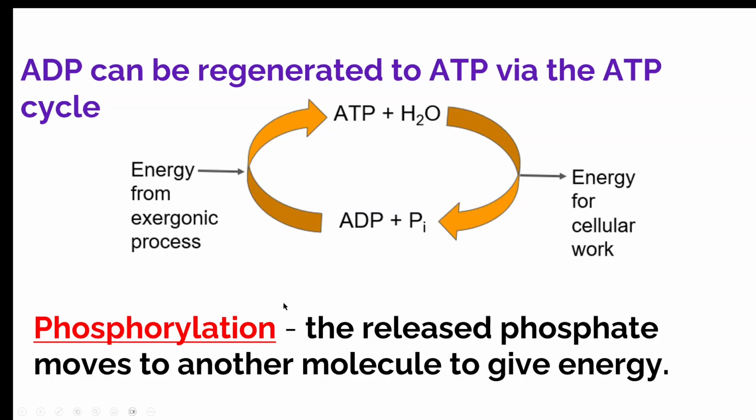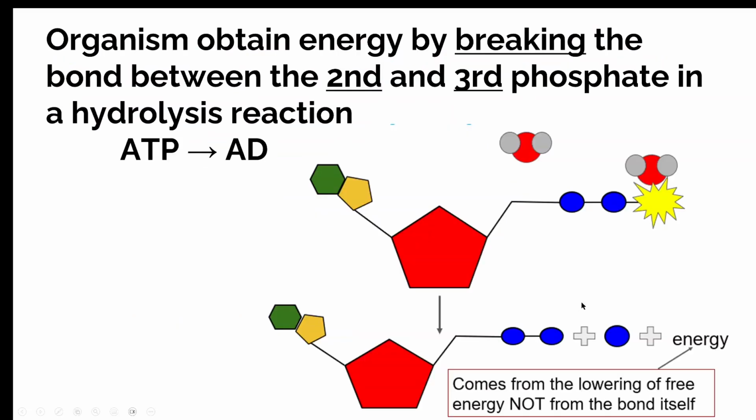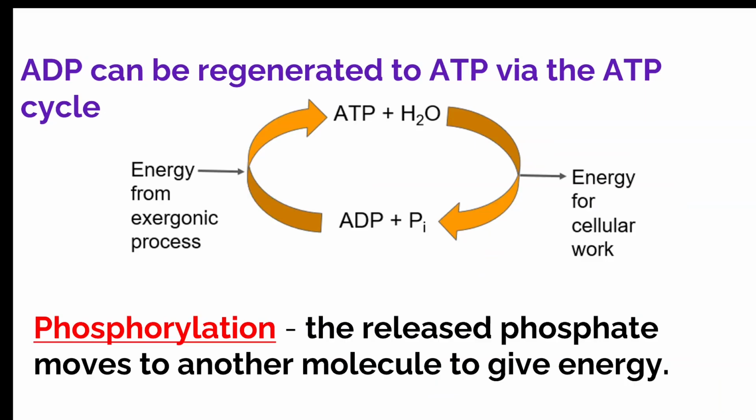Phosphorylation is when the released phosphate moves to another molecule to give energy. So when we take that phosphate group and put it onto something else, that's called phosphorylation, and that's where the energy comes from. We'll look more at that later when we talk about cellular respiration, but it's really important to understand that when ATP breaks the bond between the second and third phosphate, that third phosphate is not just floating around anymore. It actually joins onto whatever molecule is receiving that energy, and that process is called phosphorylation.